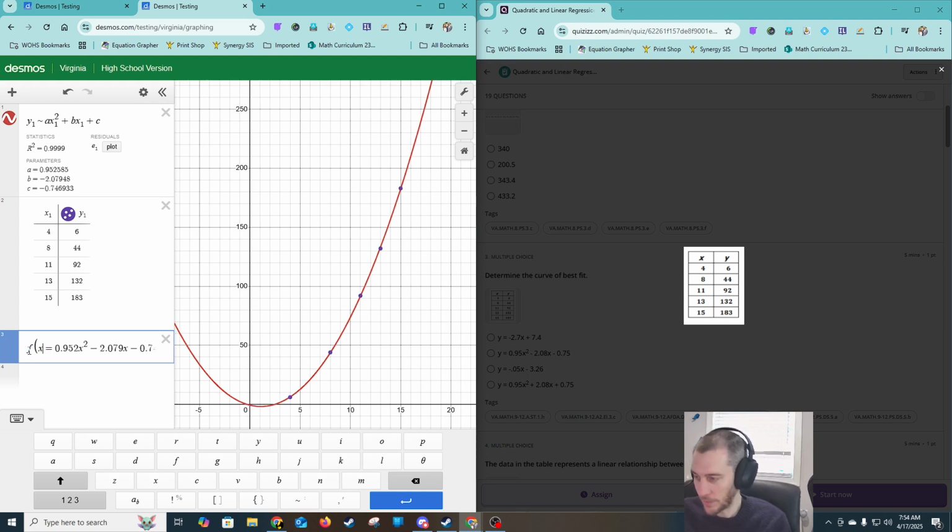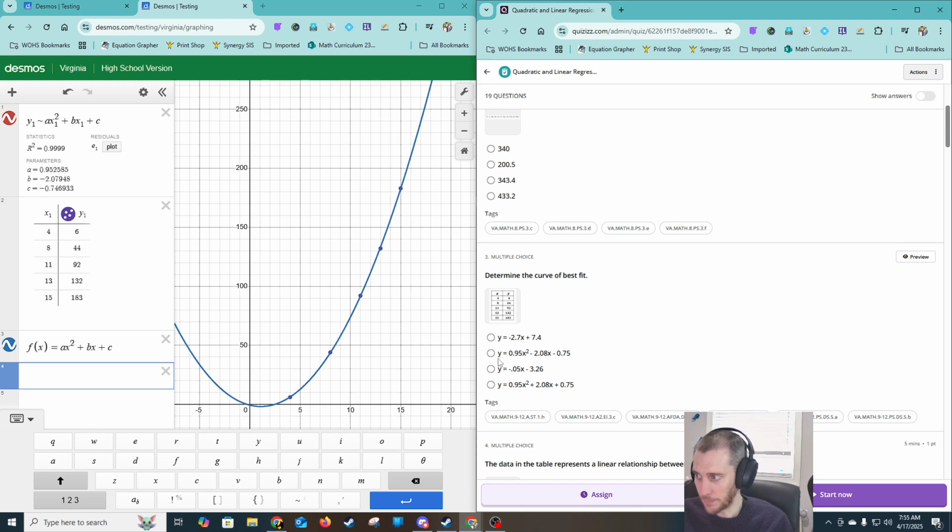So instead of doing f of x like this, if you just type f of x equals, just use a and b and c in front of your value. So ax squared plus bx plus c, and it'll just do it for you. So if you want the equation, sure, there it is, but it's going to be easier to work with if you just use the generic a, b, and c. And so there it is, 0.952, negative 2 point, yeah, it's this one, the second one.